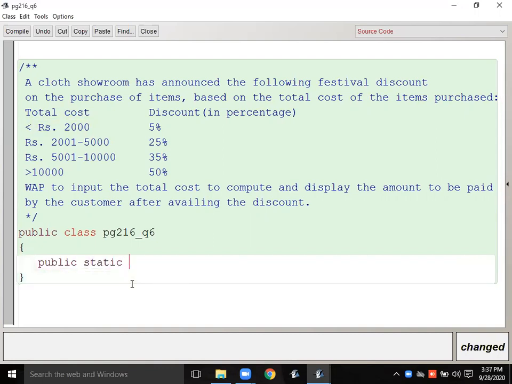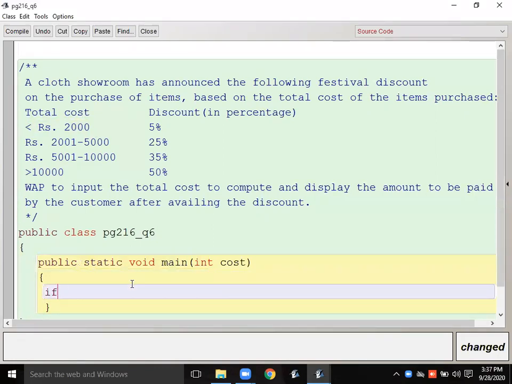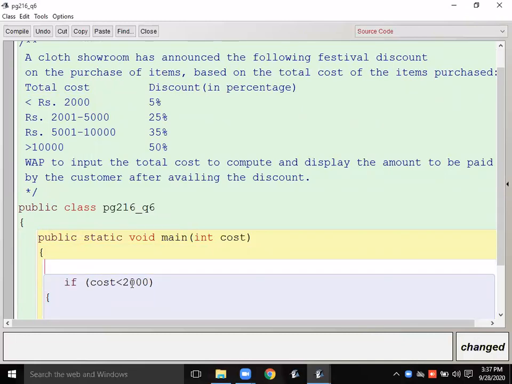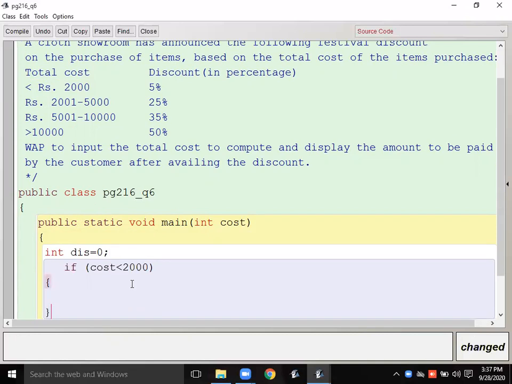So public static void main, then here int cost. Okay, then in this cost, checking if cost is less than 2000, then I have to calculate the discount. So here I am declaring the discount. You can declare the discount in int or whatever you want. Here I'm declaring discount in integer, right?